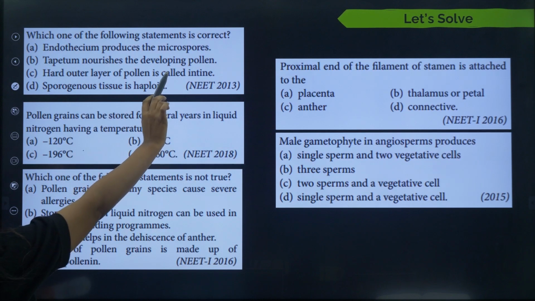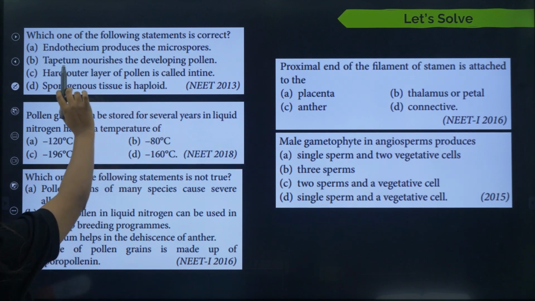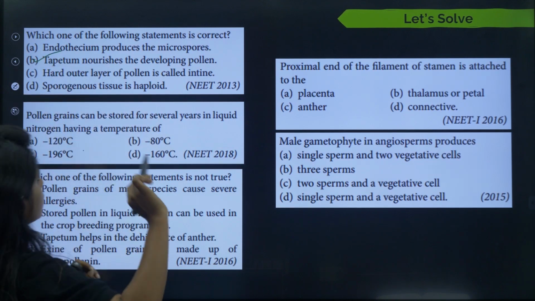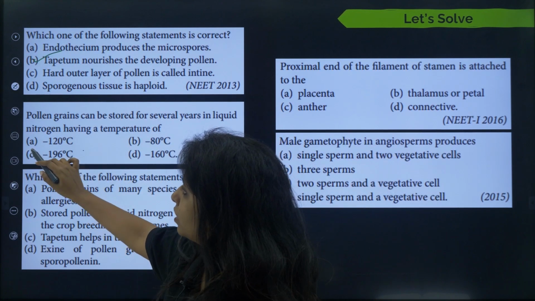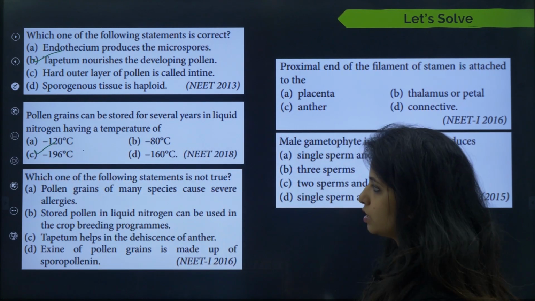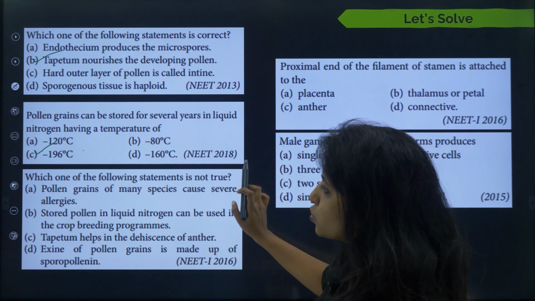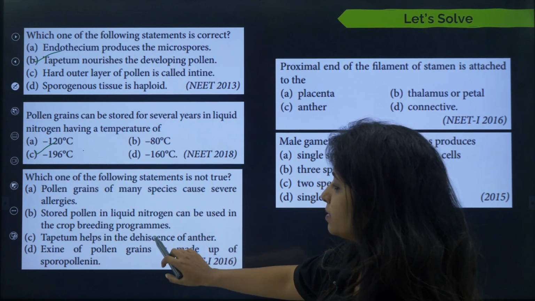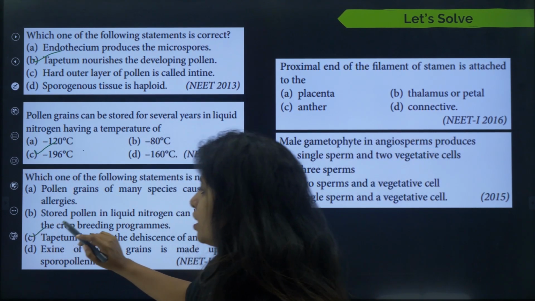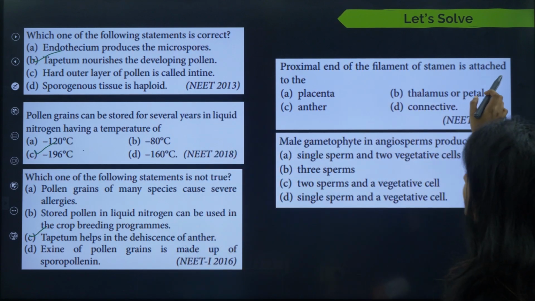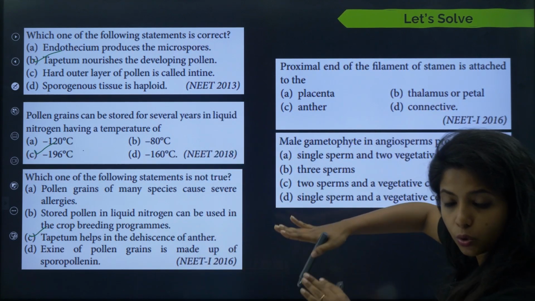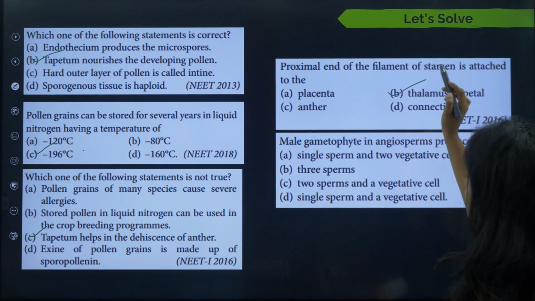Which one of the following statements is correct, children? Tapetum nourishes the developing pollen. This is correct. Pollen grains can be stored for several years in liquid nitrogen, where? Minus 196 degrees Celsius. Which one of the following statements is not true? Tapetum helps in dehiscence of anther. This is not true, because tapetum helps in nourishment. We just studied it. Proximal end of the filament of the stamen is attached to what? Proximal, that is lower end. It will be attached to thalamus or petal.